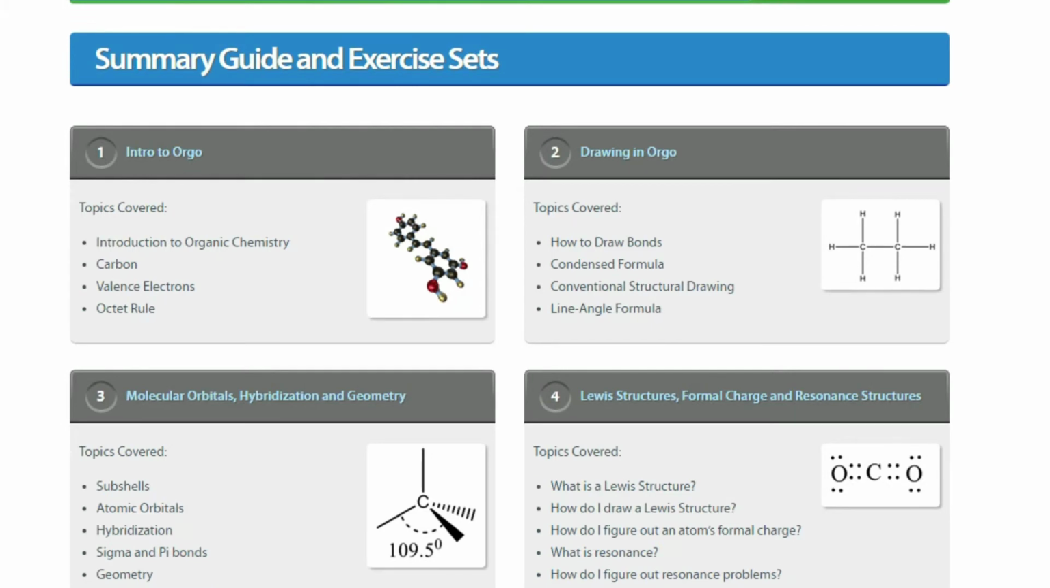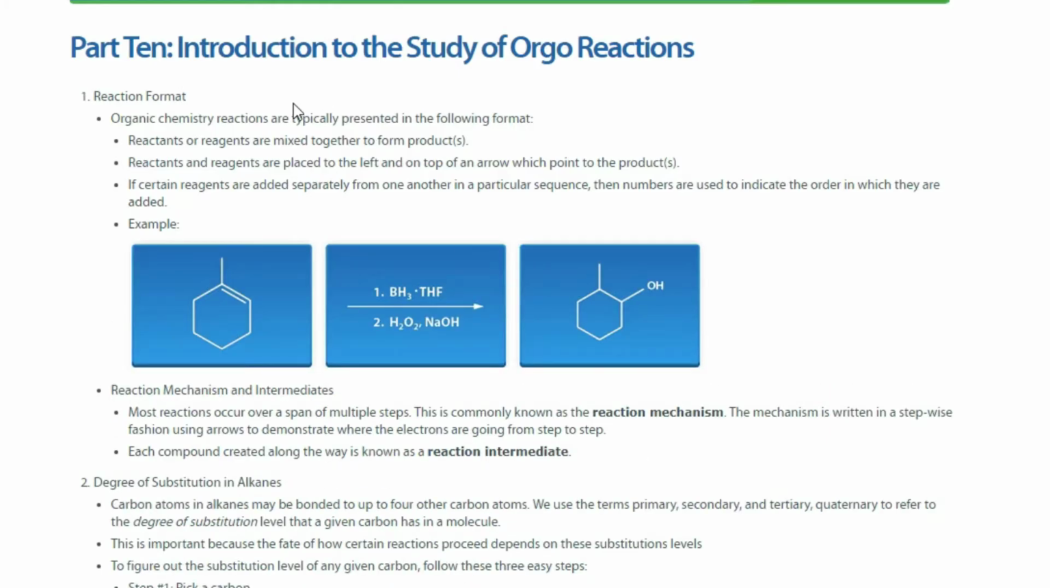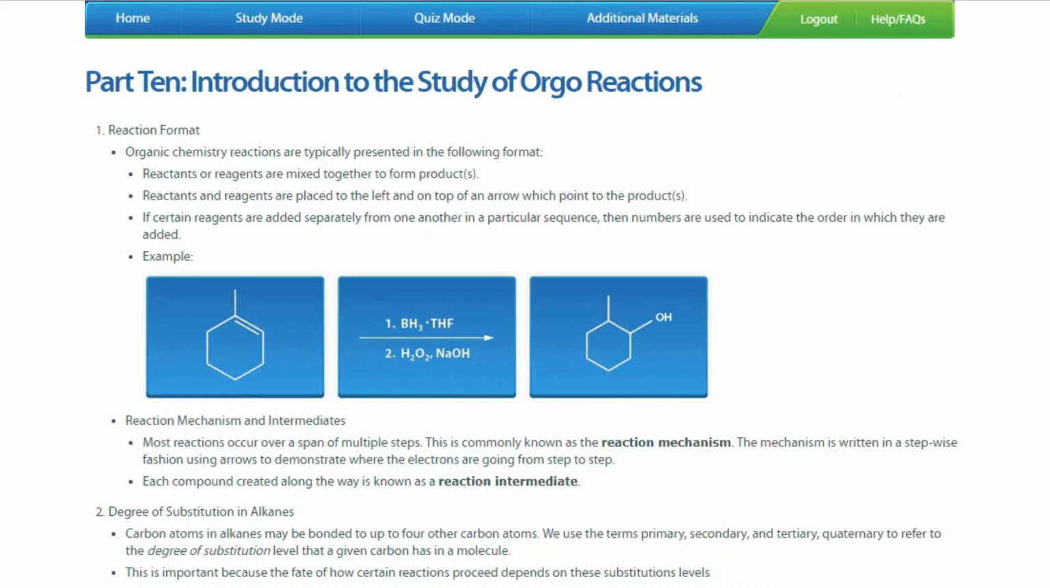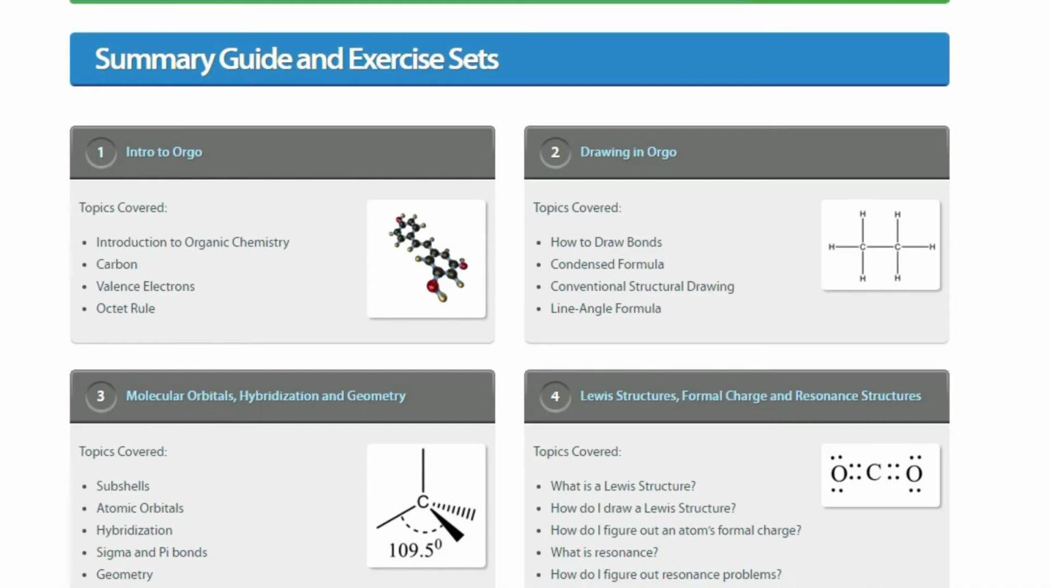And these will be accompanied in parts 2 through 9. Now when we get to the last part here, under part 10, we're going to go ahead and head into this section here. Here we would be ready to go ahead and start studying organic chemistry reactions. So let's review how we can use the summary guide and exercise sets. If you are new to organic chemistry, this is the first thing that you should be looking at before you look at any of the other material in our program.